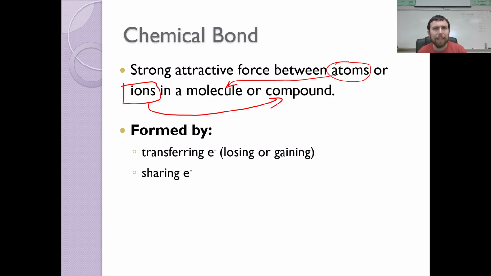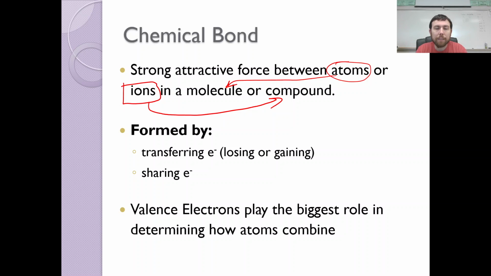The second way these attractive forces can be formed between atoms or ions, in molecules and compounds, is through sharing electrons. Here, rather than one element taking complete ownership of an electron, two atoms share the electron between the two of them so that they can be chemically stable. Those are the two methods by which elements bond: transferring and sharing electrons.